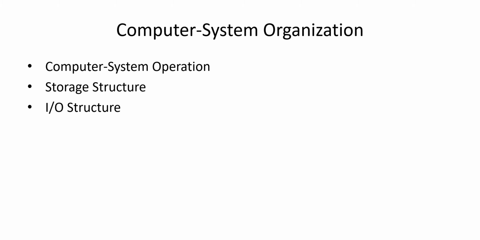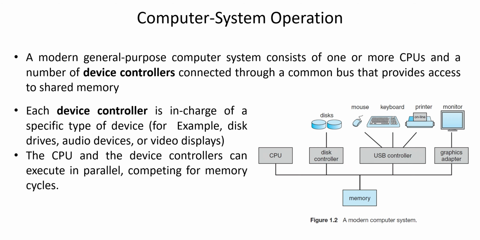Now we are moving into the second major part of today's session, computer system organization. This topic breaks down into three areas that we will cover one at a time: computer system operation, storage structure, and I/O structure. Let's start with computer system operation.